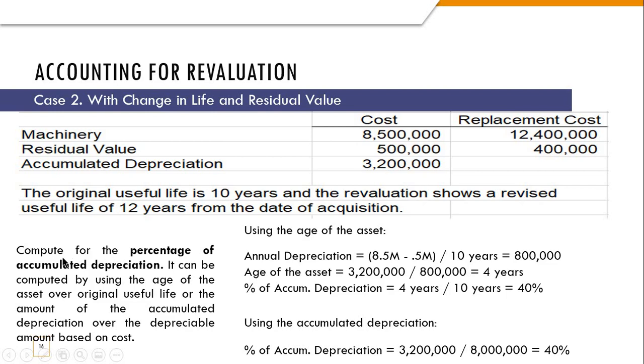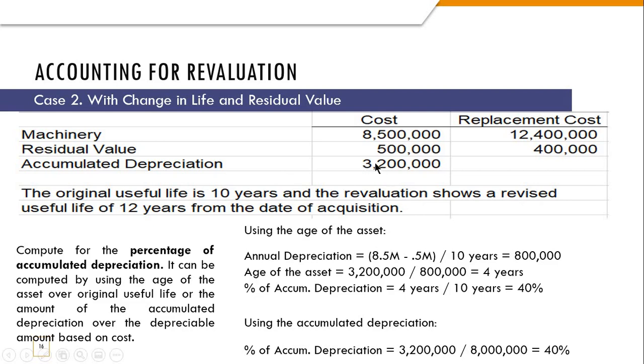Now, so, compute for the percentage of accumulated depreciation. It can be computed by using the age of the asset over original useful life, no? Or the amount of the accumulated depreciation over the depreciable amount based on cost. Now, sabi dito that 10 years na yung useful life ng asset. If you use the age of the asset, that's annual depreciation, di ba yung annual depreciation natin, that's 8.5 million minus residual value ng 500,000, the depreciable amount is 8 million. I-divide natin siya by 10 years, the original useful life, then meron tayong 800,000 na annual depreciation.